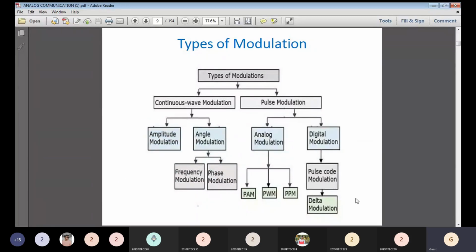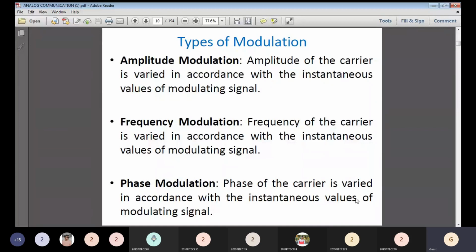Any doubt up to this? These are all the basic concepts of communication. The communication block diagram has different devices: original source, transmitter, channel, receiver, detector, destination device. Next, frequency, different signals are available: analog signals, digital signals are available. Any doubt? Next, we are going to see the types of modulations.